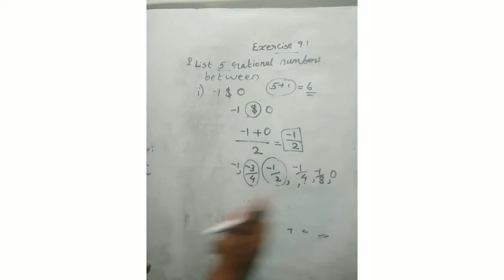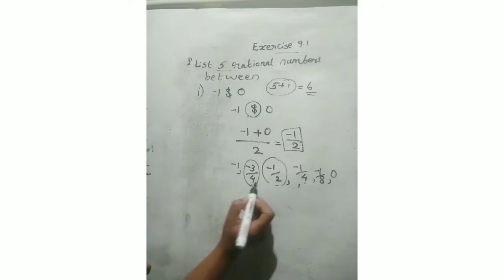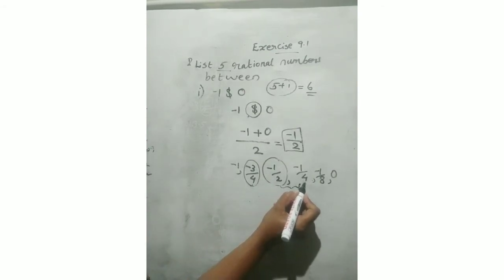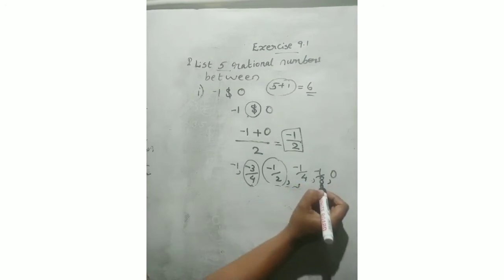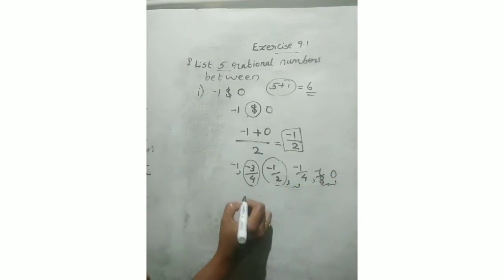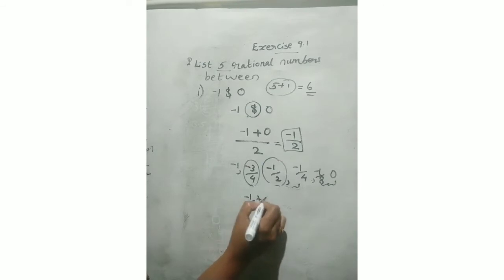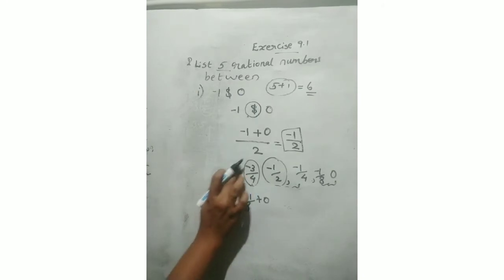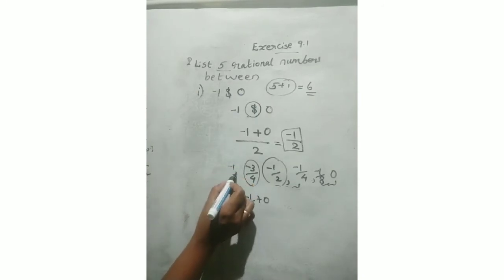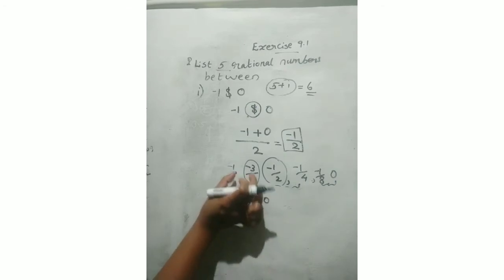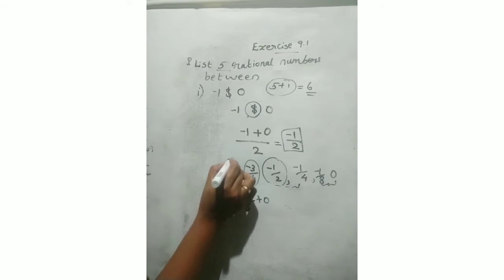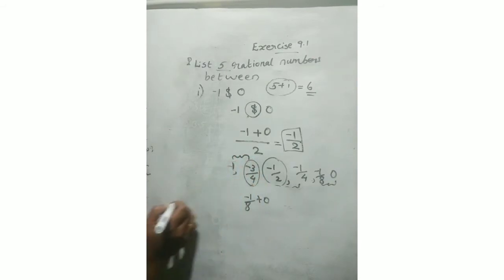Clear? Then we found 4 rational numbers. Next we can find another rational number between this or between this. That is negative 1/8 plus 0. You can consider any two rational numbers. Clear? But one thing is there: when you are considering two rational numbers and finding the middle of these two, we have to write that rational number as the middle of these two itself.